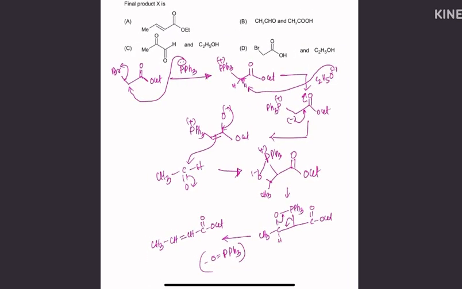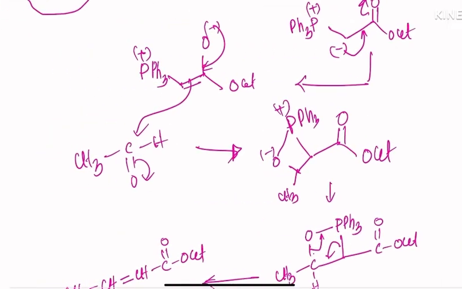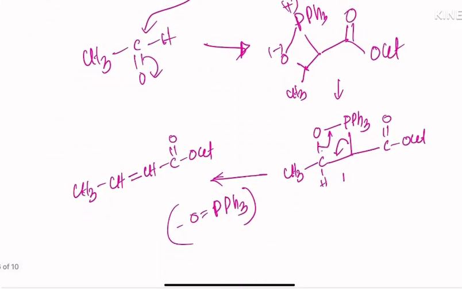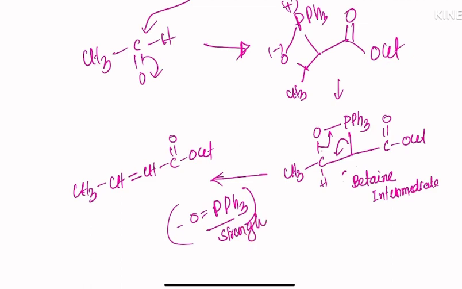Is there any compound like that? Okay, why this is called a betaine structure. You know, this cyclic ring is called a betaine intermediate, which is formed in the Wittig reaction. Betaine intermediate. You know, in this case PPH3 and O is a very strong bond. It has a high bond energy, strong bond.